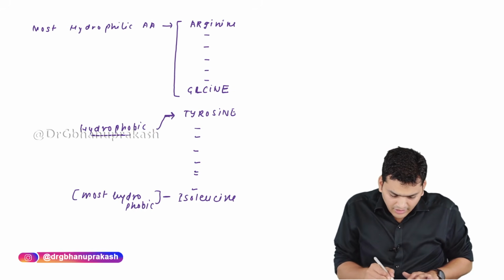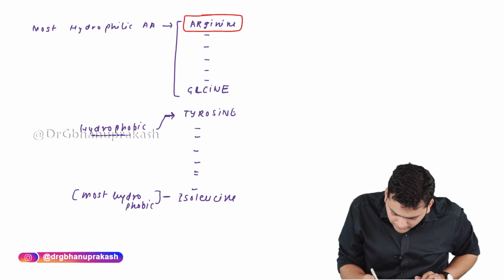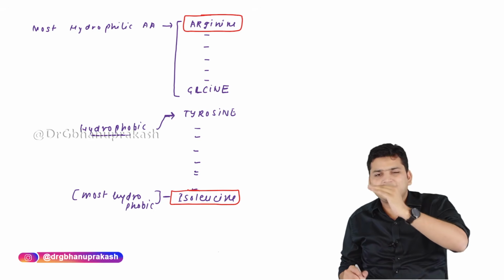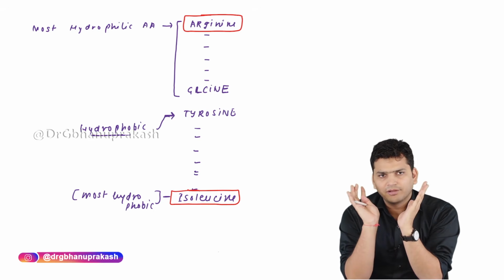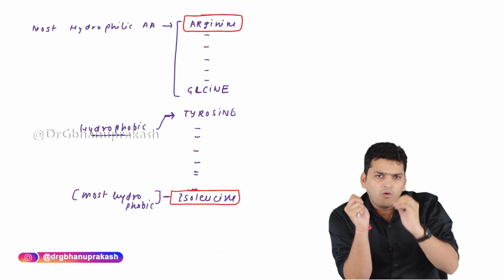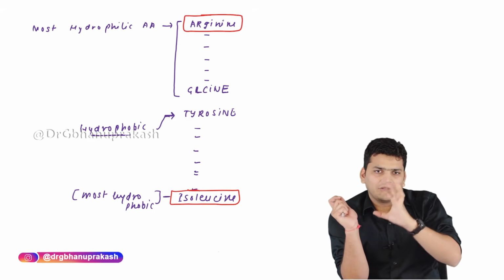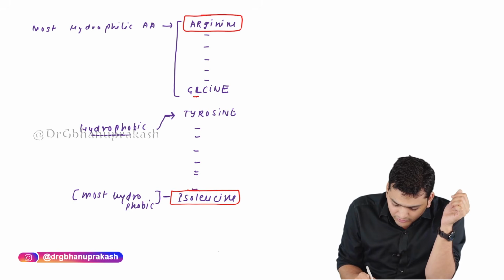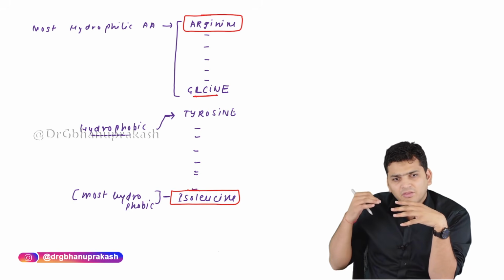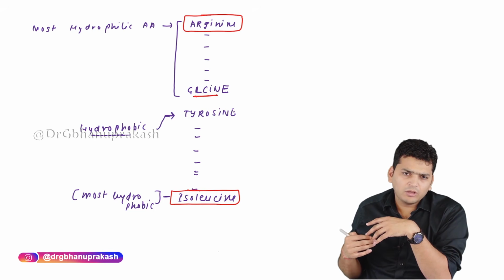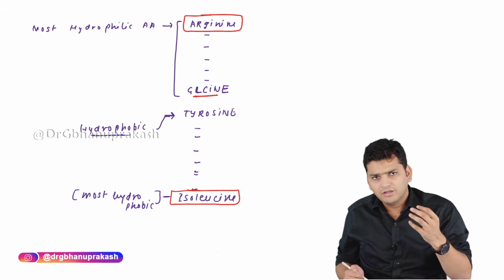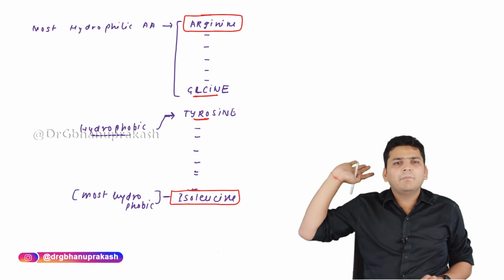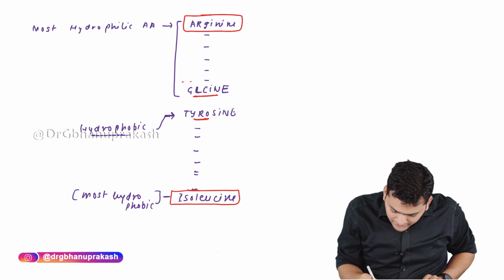So this is the order: arginine is the most water soluble, the least water soluble is isoleucine, and somewhere in between we have glycine and tyrosine on the borderline where they meet, right? Glycine is the least water soluble in the water soluble category. If you take all the water soluble ones, the one having the least water solubility is going to be glycine. And among all the hydrophobic ones, the one having the maximum potential to be a hydrophilic amino acid is tyrosine. This tyrosine can go to the upper category also. So this is the gray area.